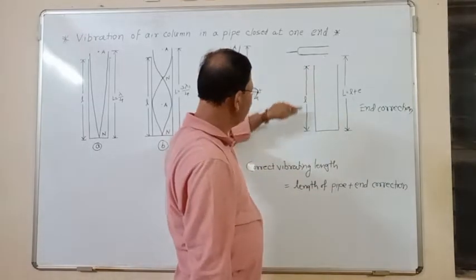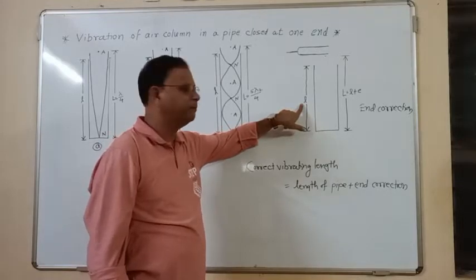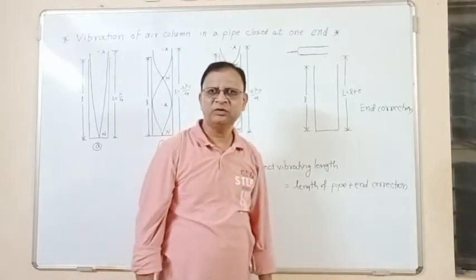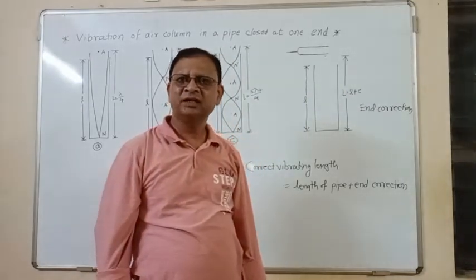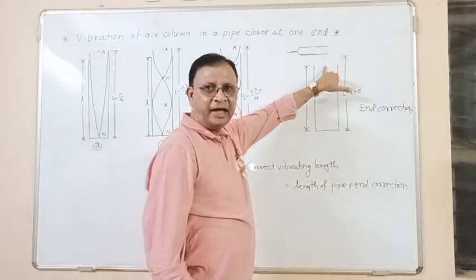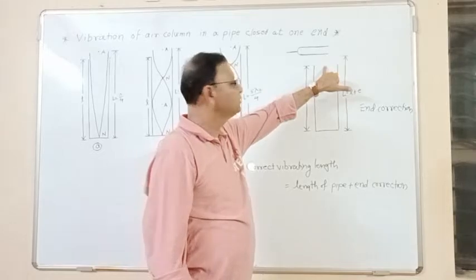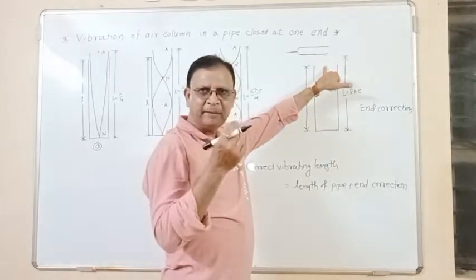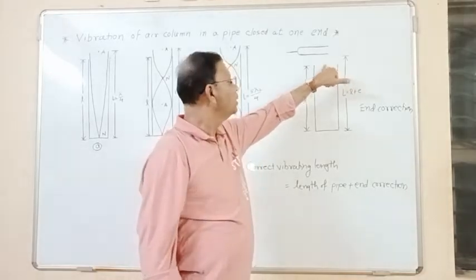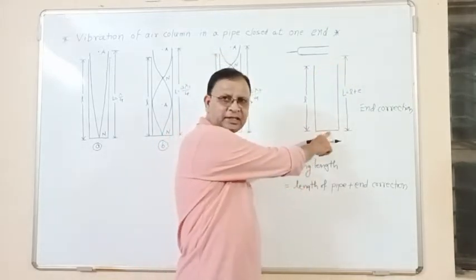Suppose small l is the length of the air column. Then this stationary wave forms in the medium, and we know that a stationary wave consists of antinodes and nodes. Now here there is an open end, and the particles at the open end are free to vibrate, and therefore as the particles are free to vibrate, the amplitude is maximum, and where the amplitude is maximum we call it the antinode. So antinode is formed at the open end, but this is the closed end.